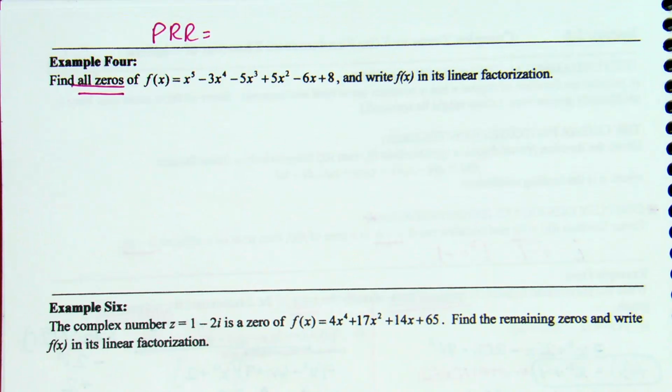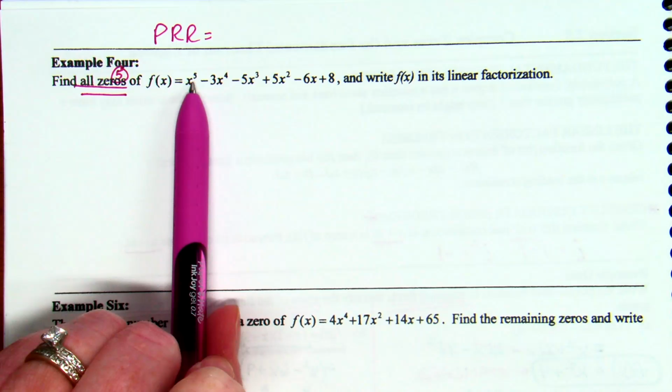So if we look at PRRs, it's factors of 8, which are 1, 2, 4, and 8, plus or minus all those, over factors of 1.